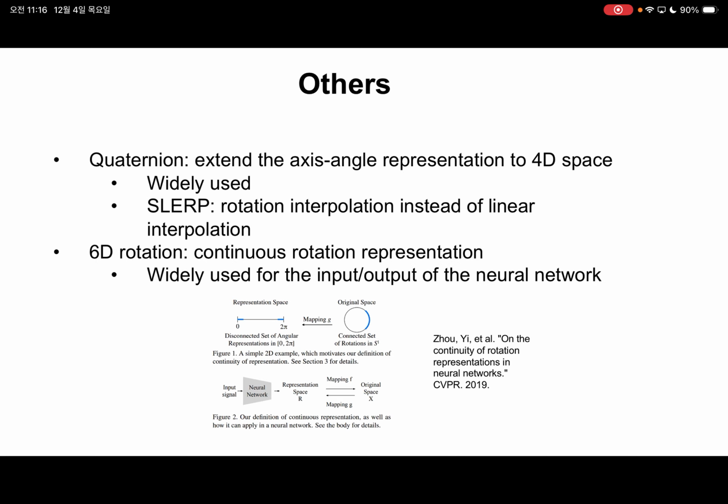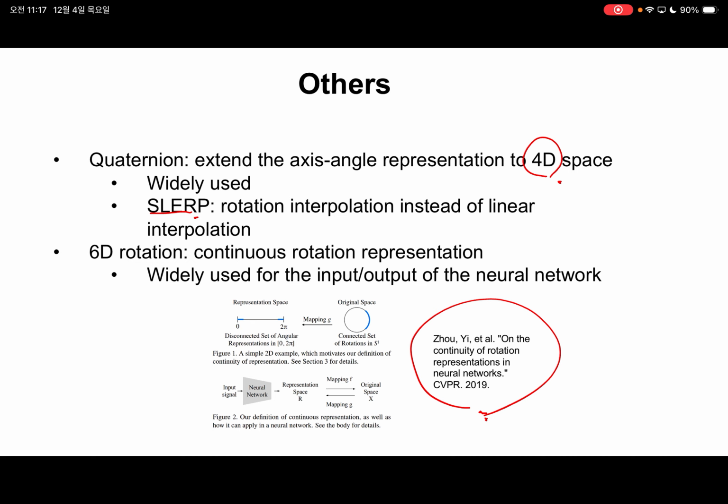There are also others, like quaternion and 6D rotation. Quaternion is 4D. It extends axis angle to 4D space. It's quite widely used actually. Quaternion is very widely used. Slerp is the very famous algorithm to interpolate rotation instead of linear interpolation. And 6D rotation: we are interested in neural networks, right? If we use a neural network, you need to use 6D rotation, and 6D rotation is from this paper. Joe was my colleague when I was at Meta.